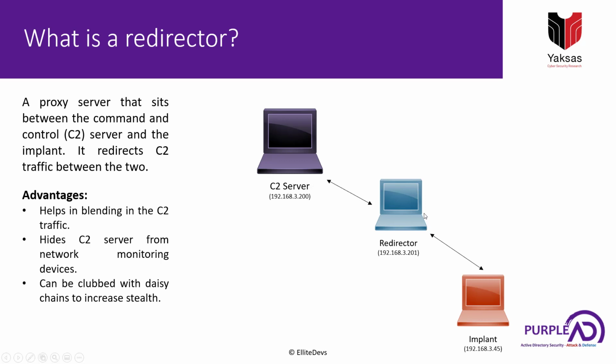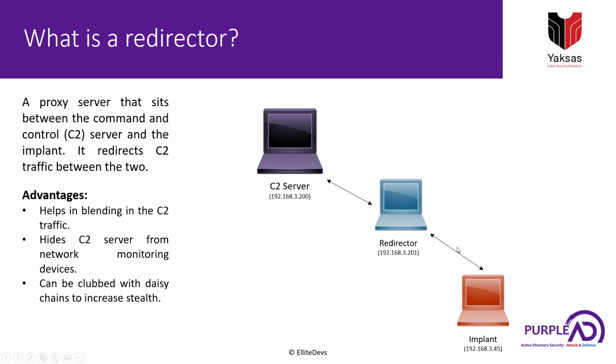The third advantage is that you can club this infra with daisy chains and you can further increase the stealth of your C2 operations there. If you want to learn how to set up daisy chains with PoshC2, check out my channel YakshaCSC. I have a video there which explains how to set up daisy chains with PoshC2. So let's see this in practice.